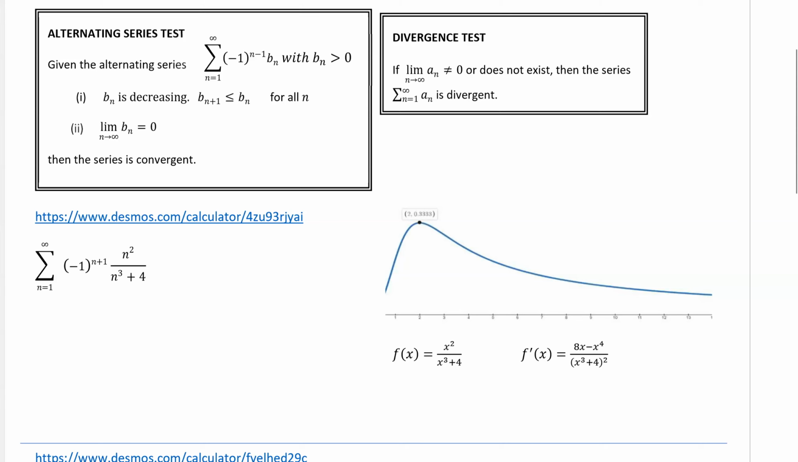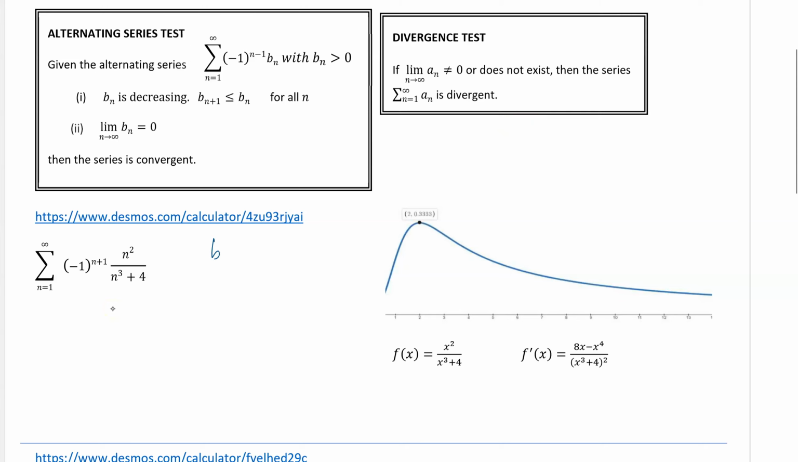All right, so we're going to do some more examples now, and we've got the alternating series test here to tell us if our alternating series is convergent, and we have our divergent test, which means if the limit of a sub n does not equal 0 or does not exist, then our series is divergent. So let's look at our first one.